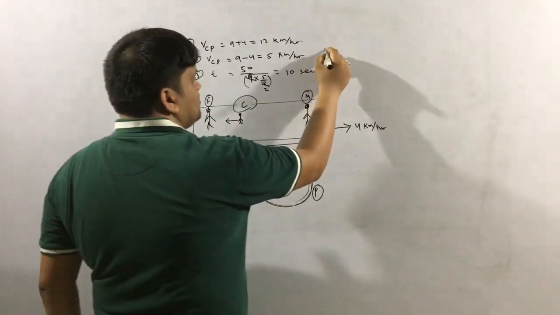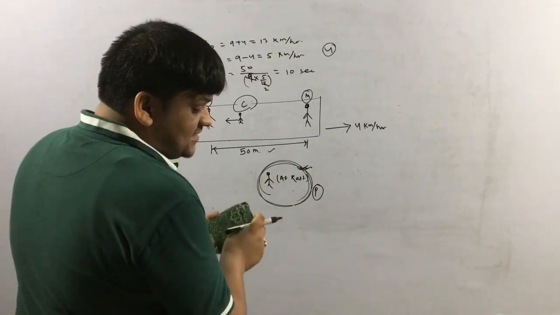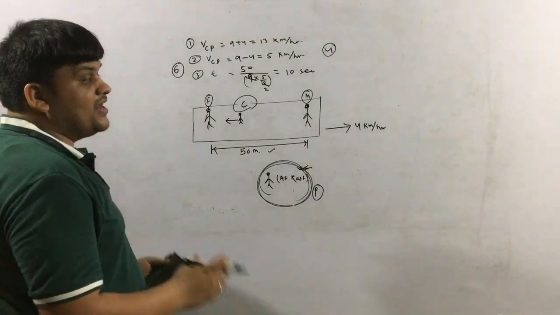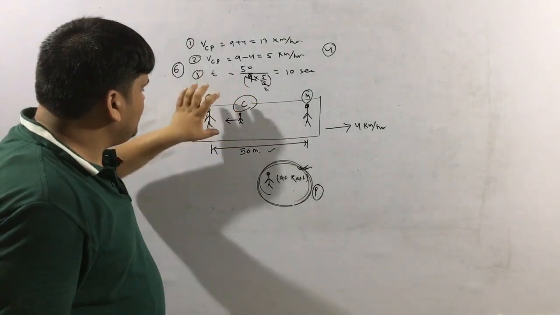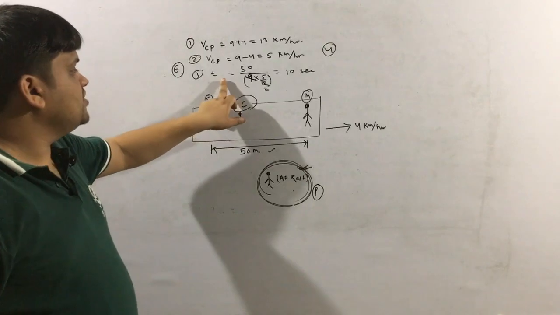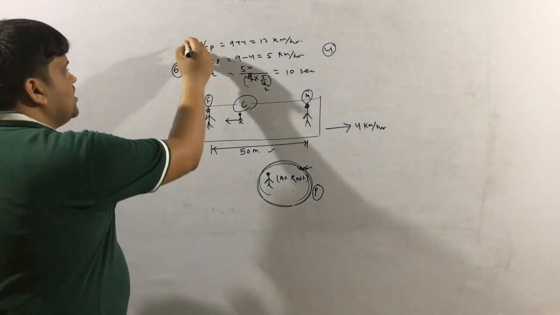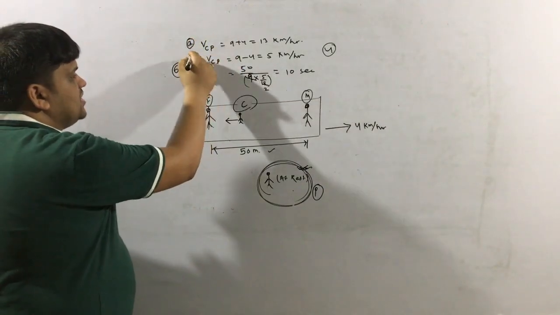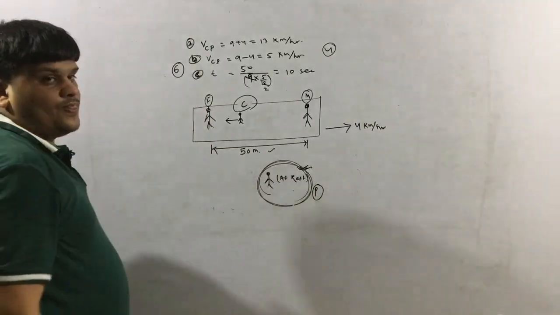Now, the next question is: which of the answers in A, B and C alter if the motion is viewed by one of the parents? If the motion is viewed by the father or the mother, then how is this time going to change, or which of these 3 is going to change? This is my A, this is B, this is C. Which answer will change if the motion is watched by one of the parents?